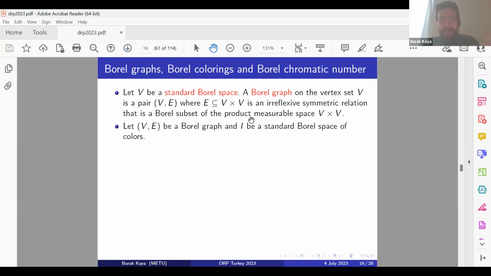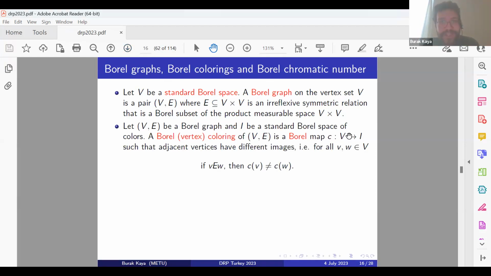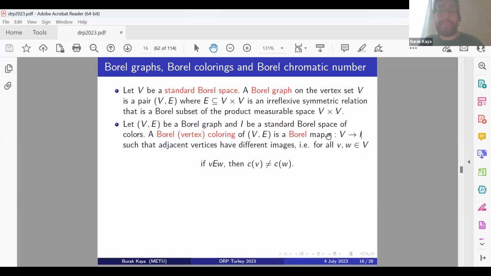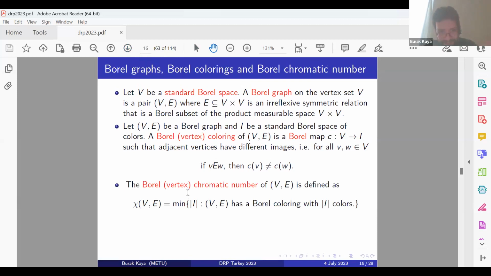Now, my set of colors, I will take them to be standard Borel spaces. And a Borel coloring is just the usual coloring, except this is a standard Borel space. This is a standard Borel space. I know what it means for a map to be a Borel map. I just want this to be a Borel map. Remember, we associated Borel maps, Borel sets with the explicit sets. So this is like an explicit map, a map that I can write down, a map that you run into in real life when you do analysis, okay? So it's a Borel coloring. It's the exact same definition. And Borel chromatic number is exactly the same definition, but now you want a Borel coloring.